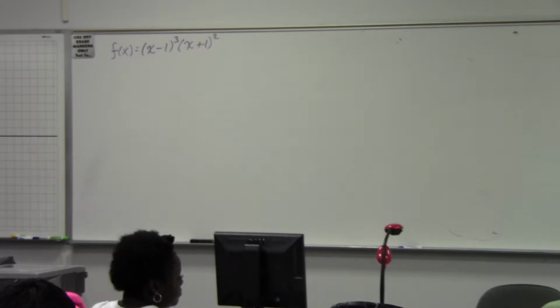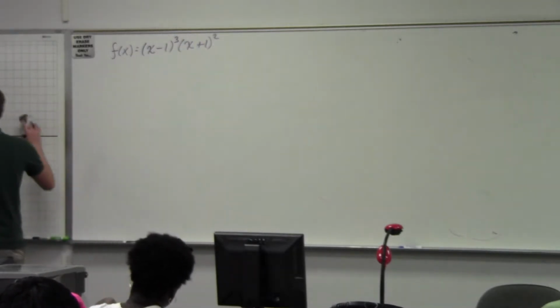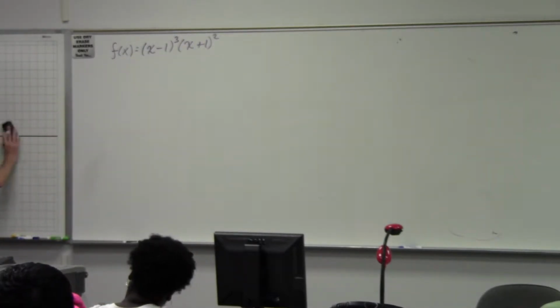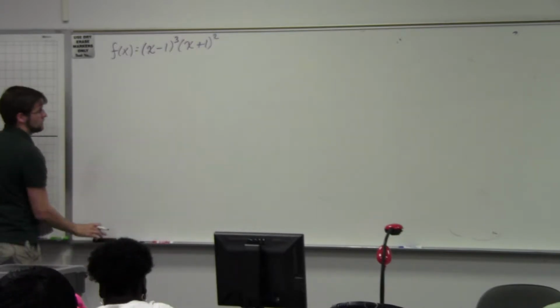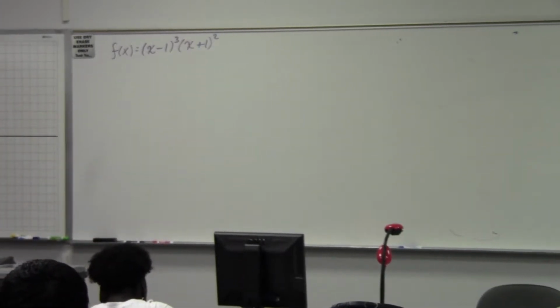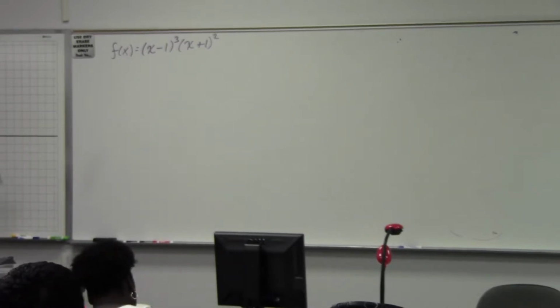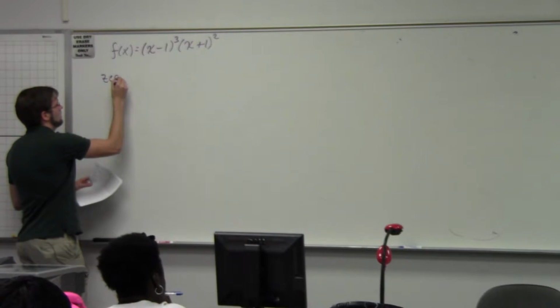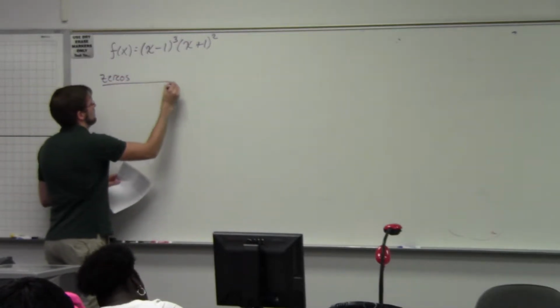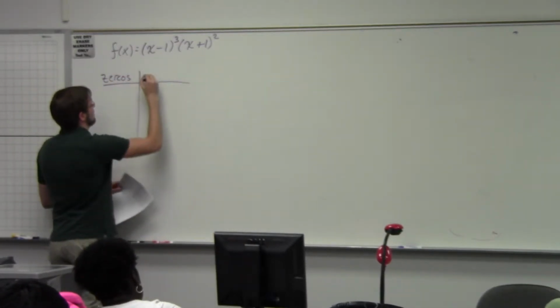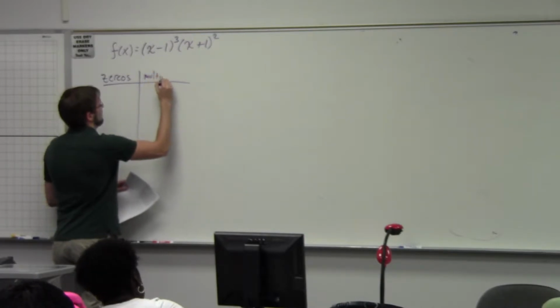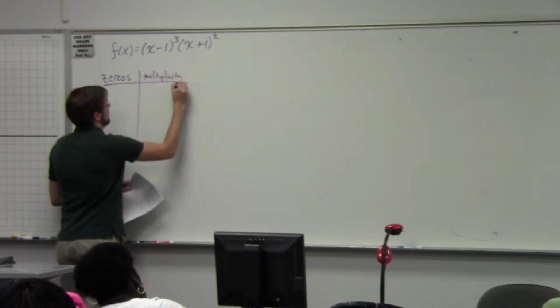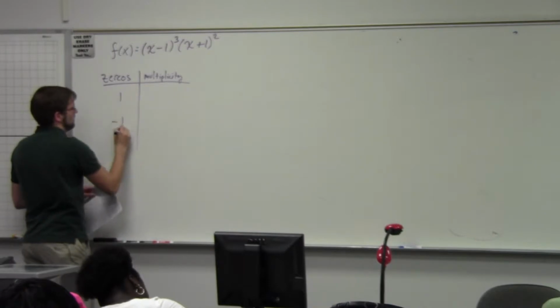All right, so now we're going to graph this guy. Do I have to factor him? No, this one's the nice one, so it's already factored for us. So my first step is to find the zeros, right? Can I do that right away? I can. So what are my zeros? 1 and negative 1.